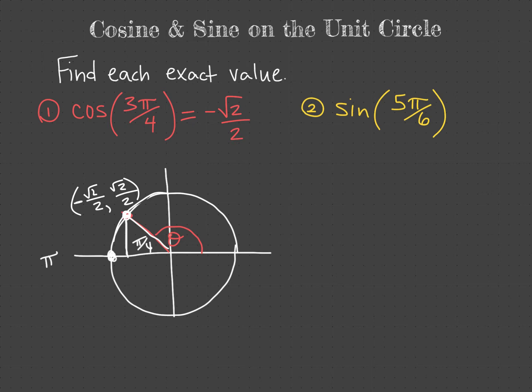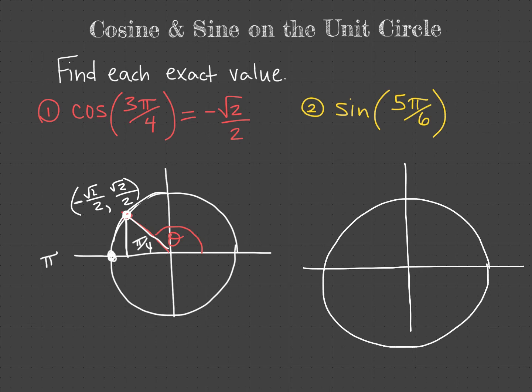So we use the fact that the reference angle is pi over 4, and we know that the pi over 4, 90 right triangle has root 2 over 2 as the x and the y coordinates. We then used the fact that 3 pi over 4 is in quadrant 2 to understand why the x-coordinate is negative. In number 2, we want to find the sine of 5 pi over 6. So once again, I'm going to sketch out my unit circle, and we want to think about where 5 pi over 6 is.